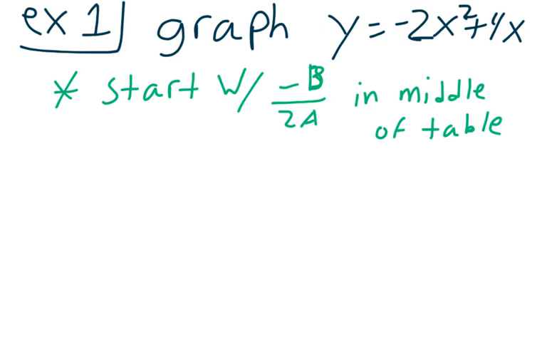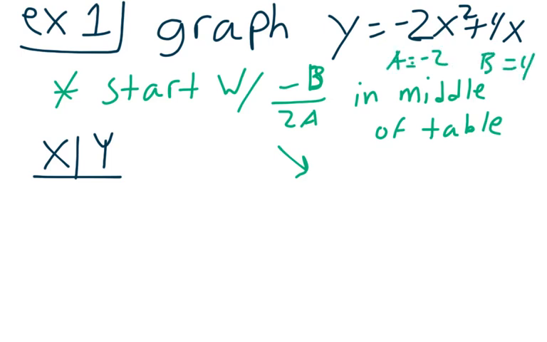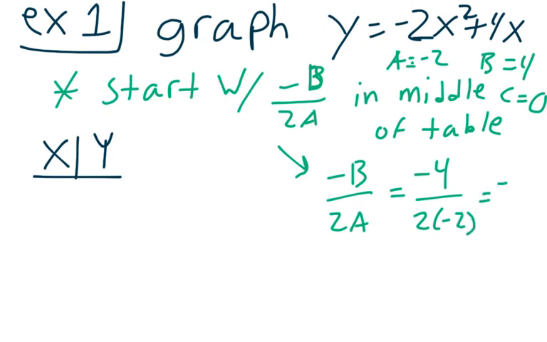So here's an example. I want you to graph the equation y equals negative 2x squared plus 4x. So what we're going to do is start with the negative b over 2a, in the middle of the table. So here's my table. But for this in green, my a is negative 2. My b is 4. My c is 0, because there's no number term on the end. So negative b over 2a will be negative 4 over 2 times negative 2. That's negative 4 over negative 4, which means it's 1.